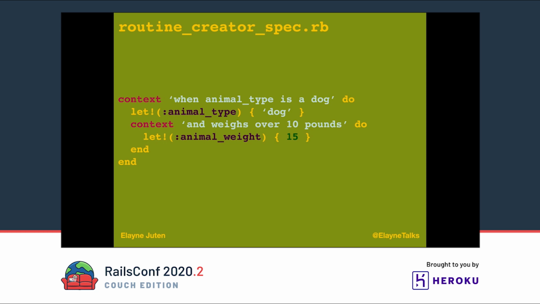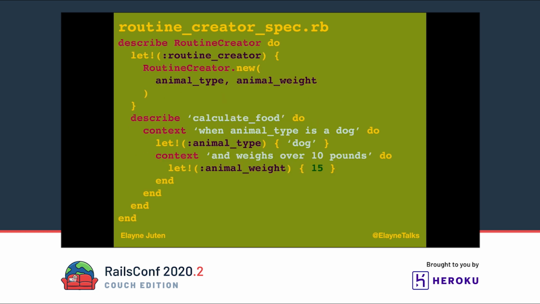So we're having two contexts: when the animal type is a dog, and then underneath that context of the animal type, we have the animal weight check. So, and weighs over 10 pounds. So if we look at this all together, it's sort of starting to look like a sentence. So we have the calculate food method, and when the animal type is a dog and weighs over 10 pounds, we expect it to do something.